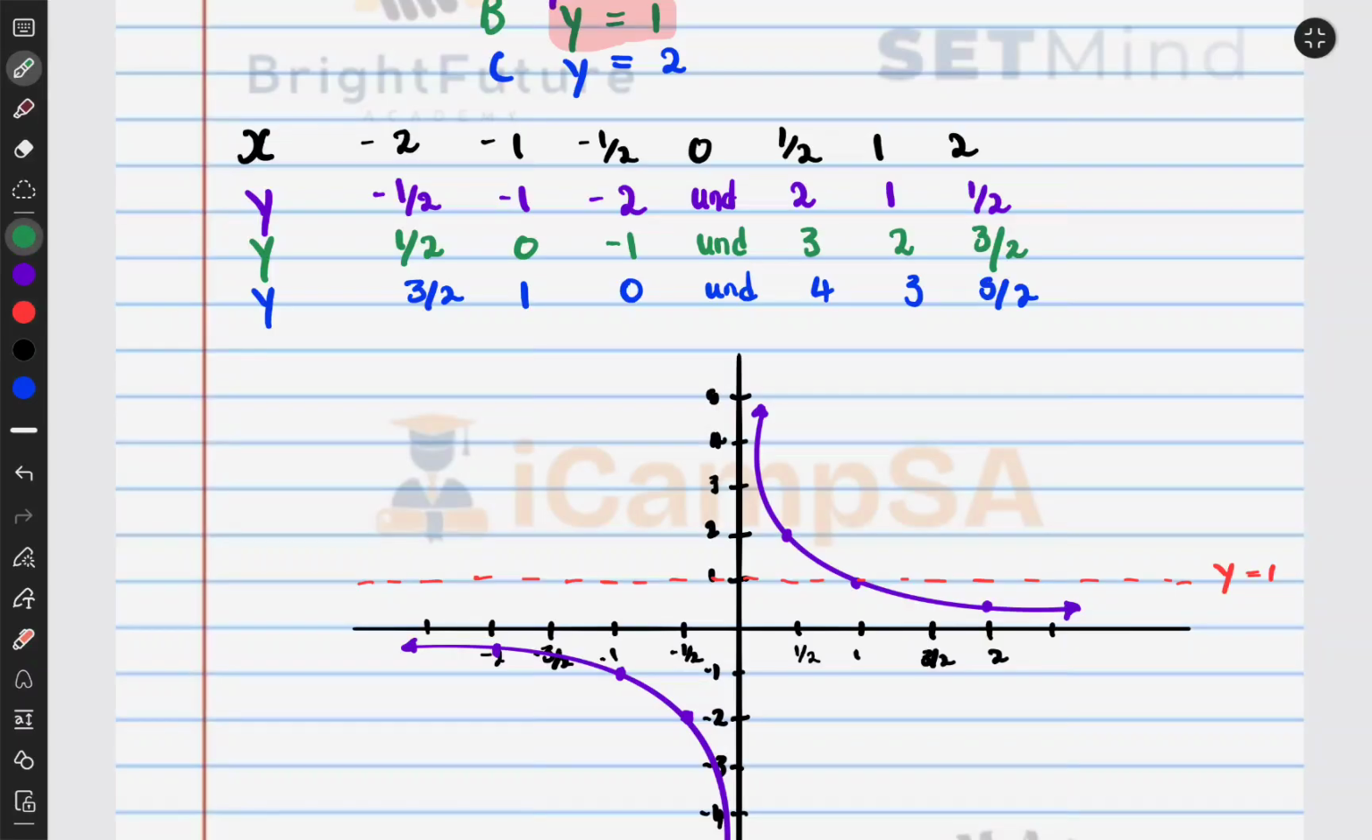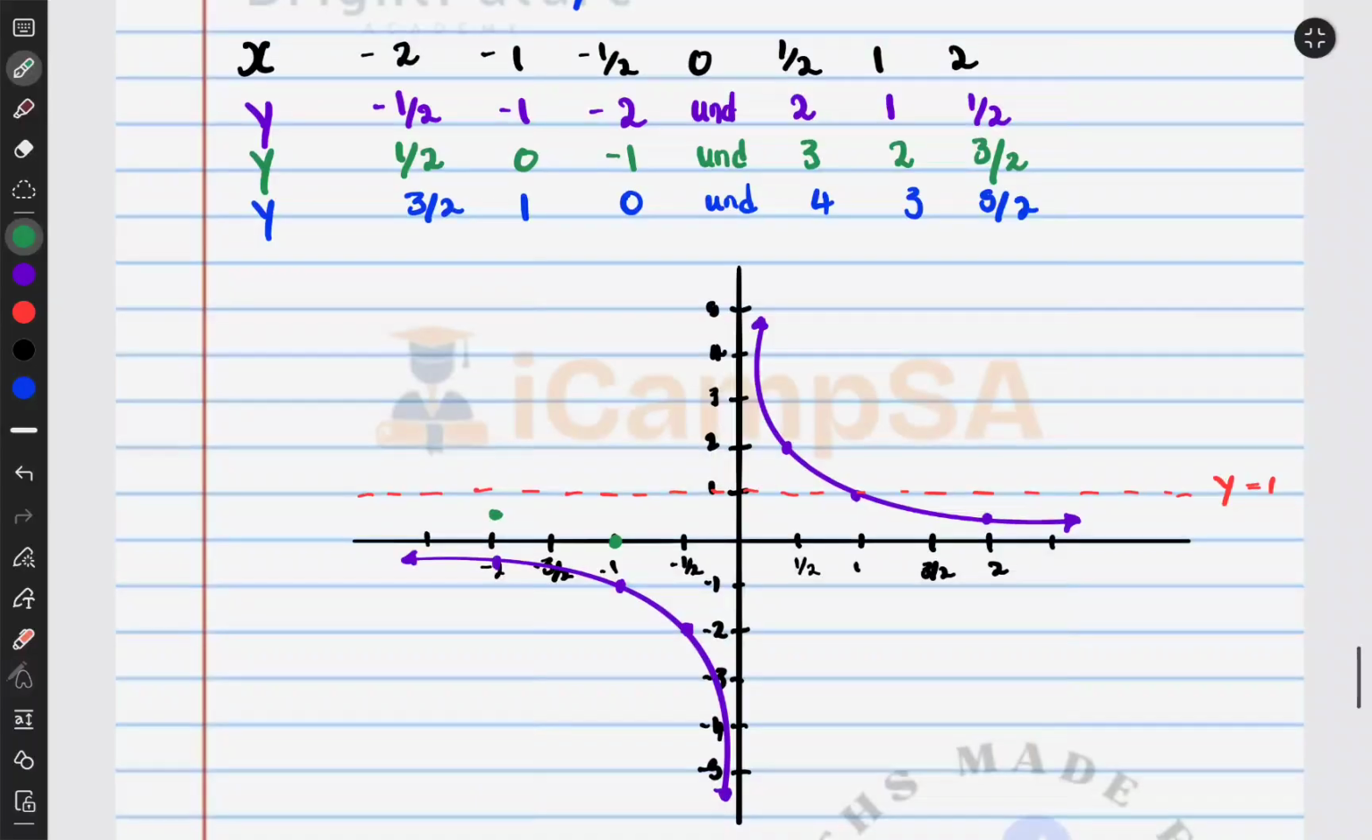We have negative 2 and 1 over 2, so it's going to be here, negative 2 and 1 over 2, and then we have negative 1 and 0 is there. We have negative half and negative 1 is there, and then at 0 it's undefined.